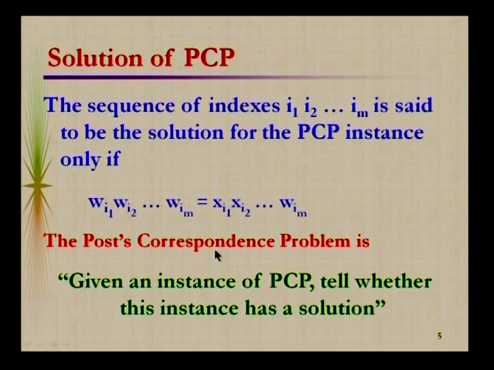So when you are given two lists A and B, each with k strings, the question is how do you find the solution for this problem, or what is the meaning of a solution? The solution means we need to find a sequence of indices I1, I2, I3 up to Im, subject to the condition that if this sequence of integers is taken as indices for the corresponding pairs, you concatenate the strings with the help of these indices.